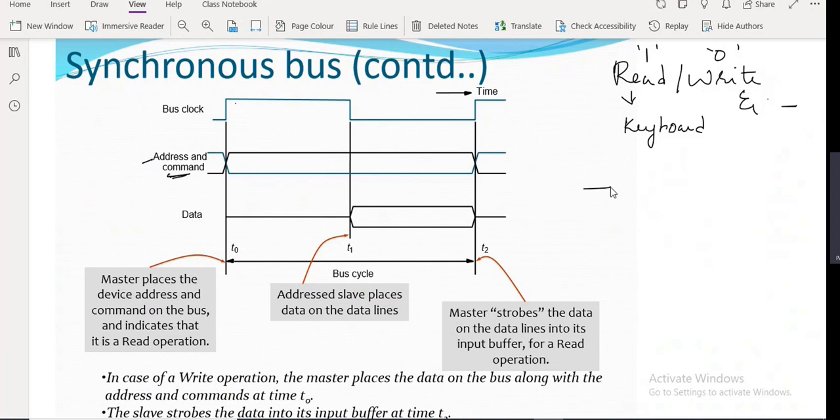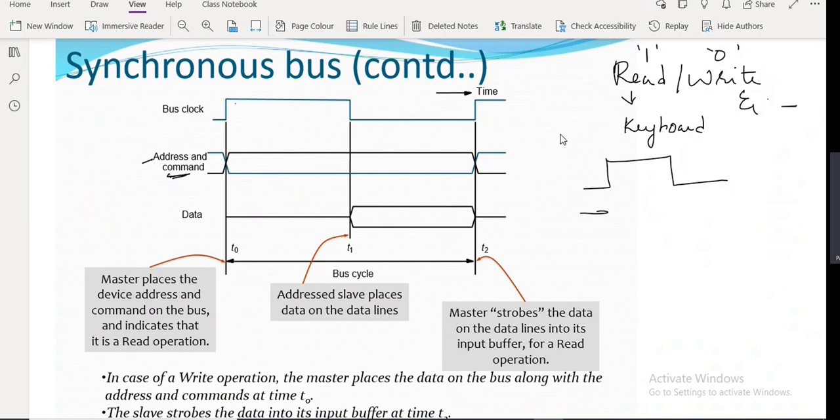First you need to draw the diagram like this. Write the clock information, then you can observe the address and command information is sent together. It indicates that address and command information are placed on the respective lines at the same time, which is why you get the intersection. This blue line indicates it is carrying the address information, and this black line indicates it is carrying the command information.